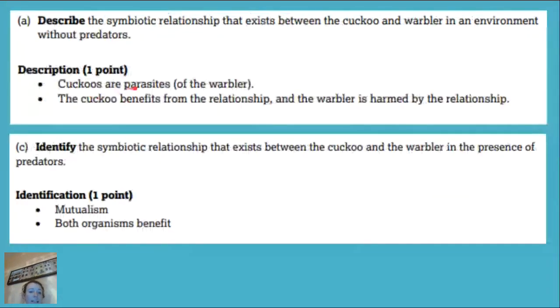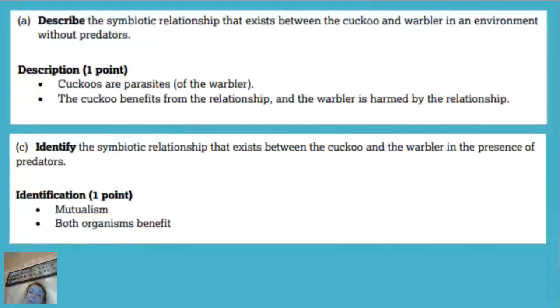The cuckoos are parasites. The cuckoo benefits from the relationship and the warbler is harmed by the relationship. Either of those works, so you didn't even need to know the vocab word, as long as you could say cuckoo benefits, warbler's harmed. Super easy because that's explicitly listed in the question. You just needed to restate it. Then you needed to be able to take a look at this graph and determine that when warblers and cuckoos are present in the presence of predators, and I think this is what trips students up because there's a lot of moving parts here, the warblers and cuckoos did better together.